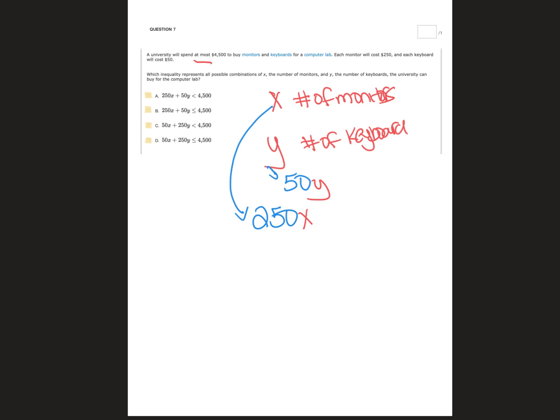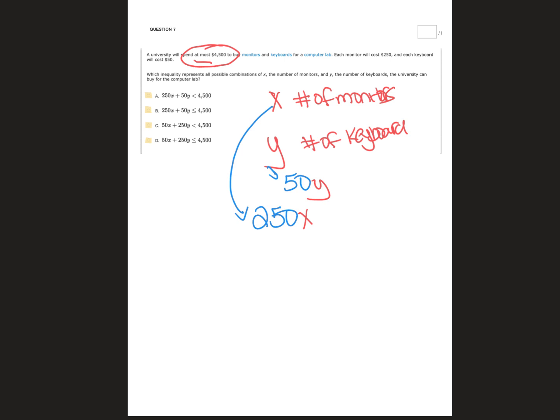We know that the university is going to spend at most $4,500. So they could spend $4,500 or they could spend $4,000 or anything. They could even spend $10 or $50, anything in between. Okay, so let's look at our answer choices.